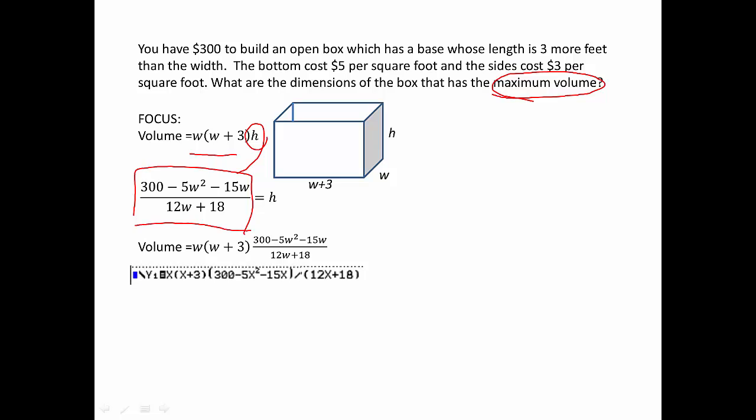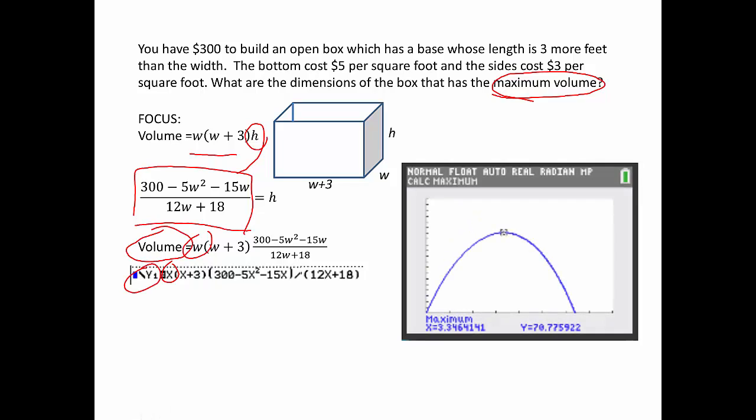Notice that instead of W, of course, we use X, so when we graph it, the X is going to be our width and the volume is going to be our Y. So we graph it, it looks something like this. We find the maximum, and here's the maximum X. This is the Y that is maximum. This actually is the volume because Y is the volume.